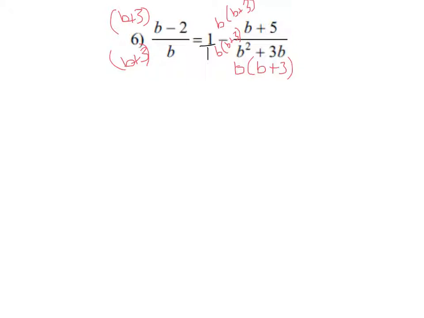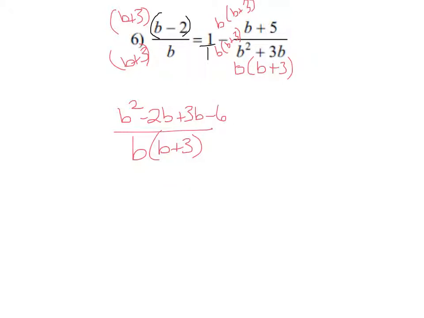All right, so as I write this common denominator of b with b plus 3, on this first fraction, even though there's not parentheses here, I have to think of that as parentheses because I'm going to have to FOIL those two quantities together. So when I FOIL that, I'll have b squared. Outer is negative 2b, inner is 3b, last is negative 6. Equals, and then I do it again.